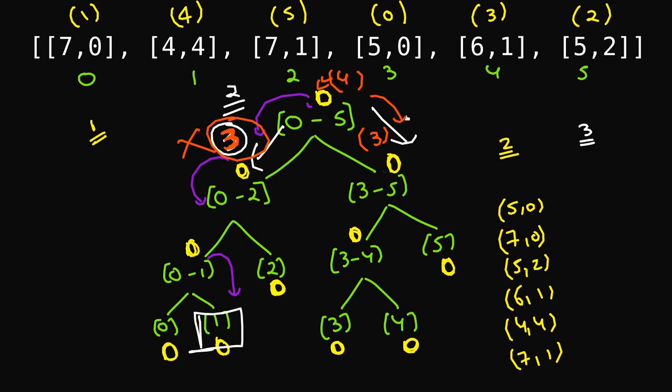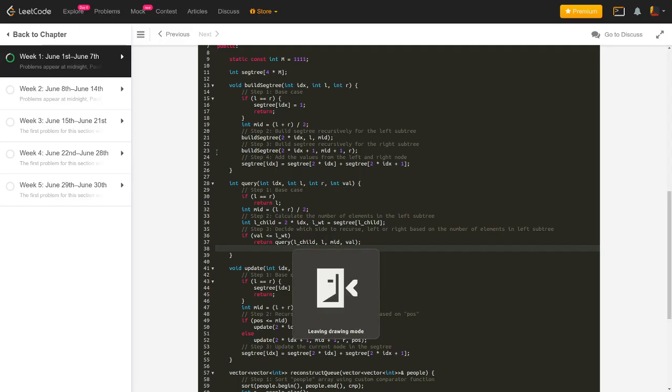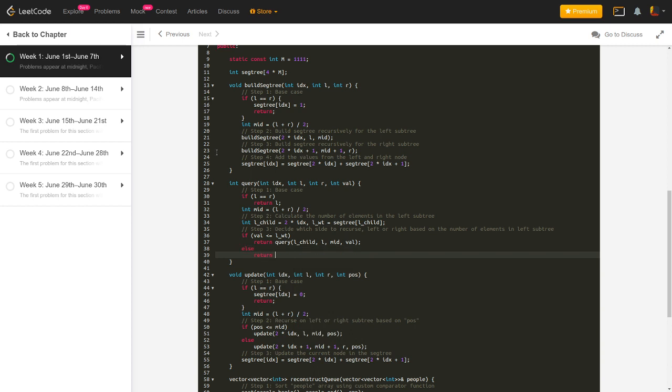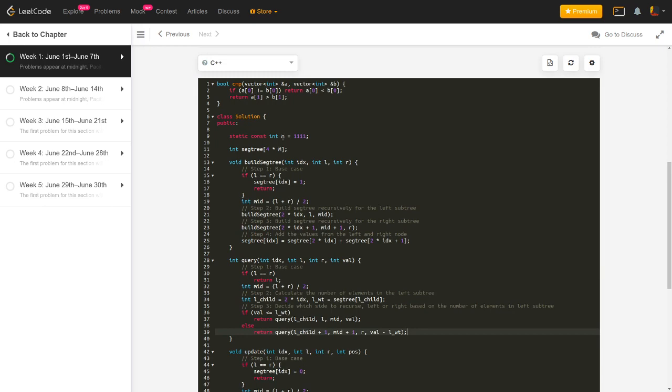But how many ones am I looking for now? 4 minus 3, which is 1. So val minus left weight is the number of ones that I need to find in the right subtree. So I'll just query on the right subtree. The index of the right subtree can be calculated as L child plus 1. The range of the right child is from mid plus 1 to R, and the number of ones I'm left with is val minus L weight. Why? Because I've completely ignored all the ones that were there in the left subtree. With this, I guess our segment tree implementation should be done.